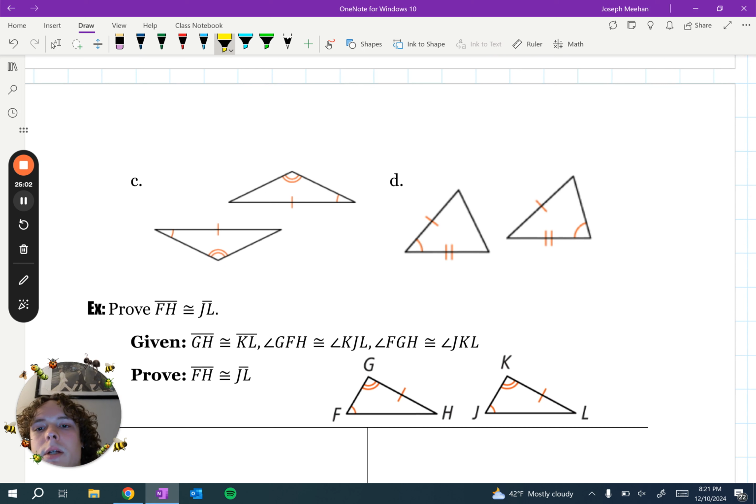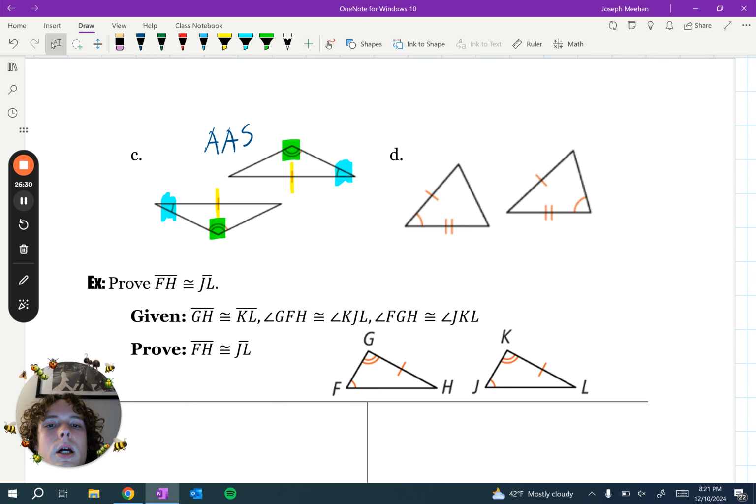Let's look at C and D. It looks like we have, let's see, a side and a side, an angle and an angle, and an angle and an angle. So this one would be angle, angle, side. And you may be thinking, oh, what about side, angle, angle? Same thing. It's just more common to say angle, angle, side. Side, angle, angle is the same exact thing. So it doesn't really matter which one you write. It's just angle, angle, side is more common. Okay?